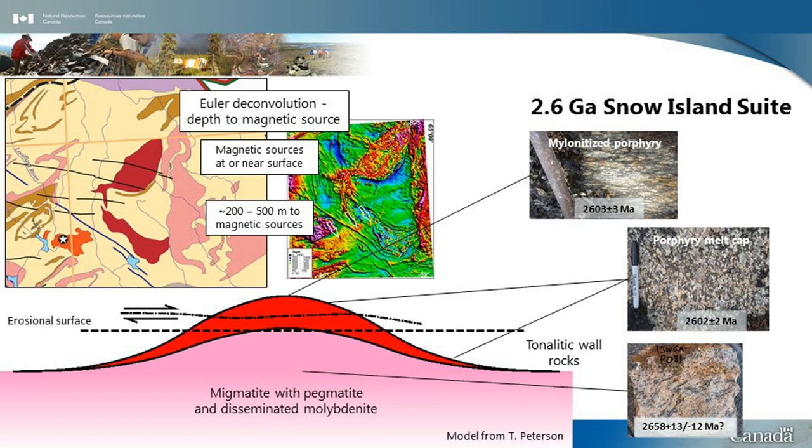And the geologists, from working with the geophysicists, were able to put together a model of what could have happened. And this was neat because I had seen similar sheets of this Snow Island suite further west of the area, and we got to see it two places, and it makes sense. So now we're trying to figure out where these sheets are coming from.